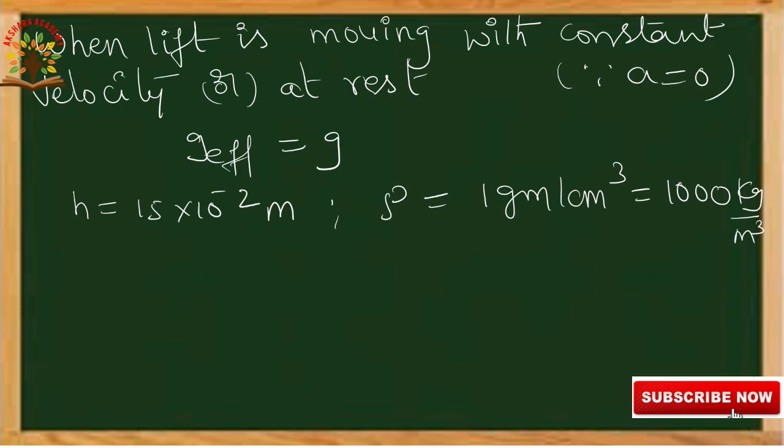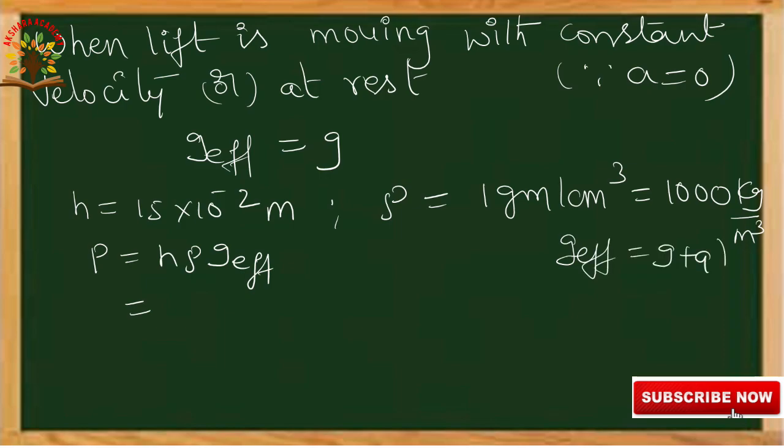Now P is equal to h rho g effective. Here in this case we have to substitute g effective is equal to g plus a. Why? Because the lift is moving upwards. So substitute the values. h is 15 into 10 to the power of minus 2.